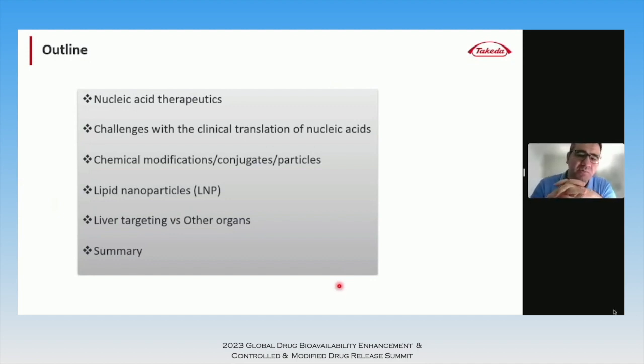So here the main focus will be on the LNPs, lipid nanoparticles. I'll talk about their targeting capabilities, pros and cons, and I will conclude my presentation with the strategies to aim LNPs at organs other than liver and their applications beyond vaccine.